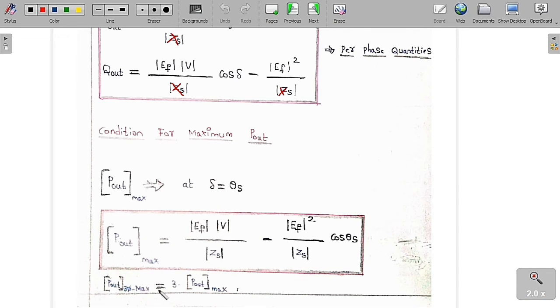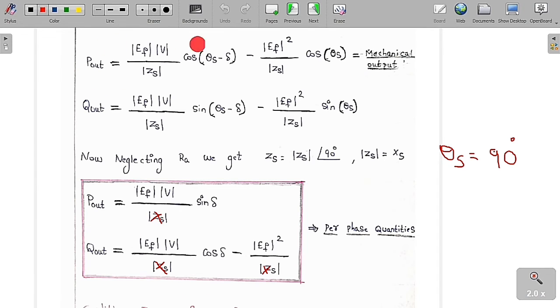Three phase maximum power is equal to the single phase output maximum power, so you have to go for three times. Then you are going to get the output power of a three phase maximum, which is nothing but three times the output power maximum value, because it's a single phase equation. So you have to multiply by three in order to get the maximum output power of this three phase system, which is three times the maximum output power of a single phase system.